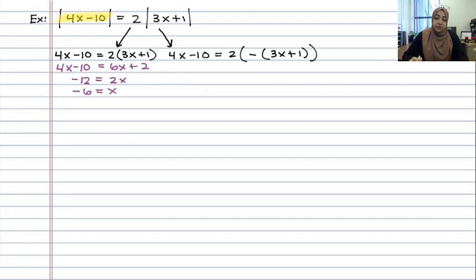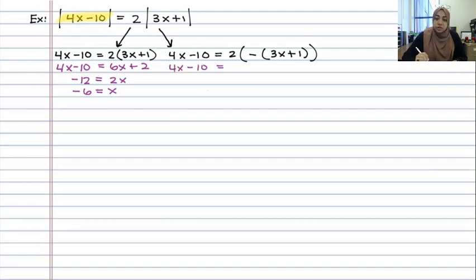I went ahead and solved the positive version of the equation on my own. I expect you to do that as well. And the other side, I will go ahead and show you how to begin it and then again finish it up on your own. On the left, I'm going to leave it as 4x minus 10 equals.